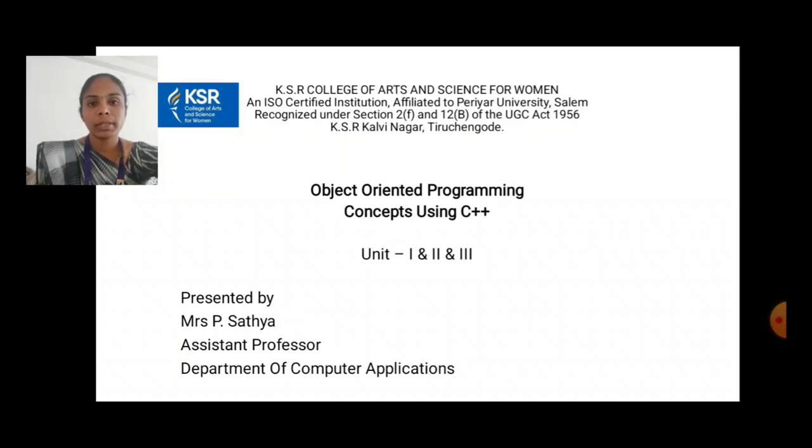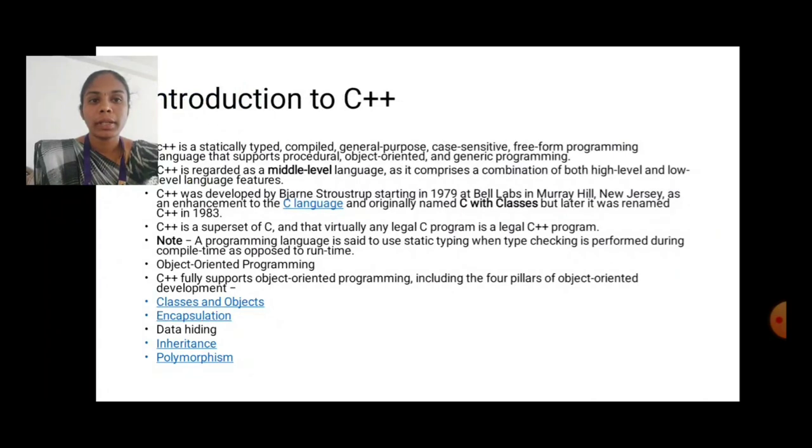Now we are going to discuss object-oriented programming concepts using C++. Introduction to C++. C++ is a statically typed, compiled, general-purpose, case-sensitive, free-form programming language that supports procedural, object-oriented, and generic programming. C++ is regarded as a middle-level language as it comprises a combination of both high-level and low-level language features.